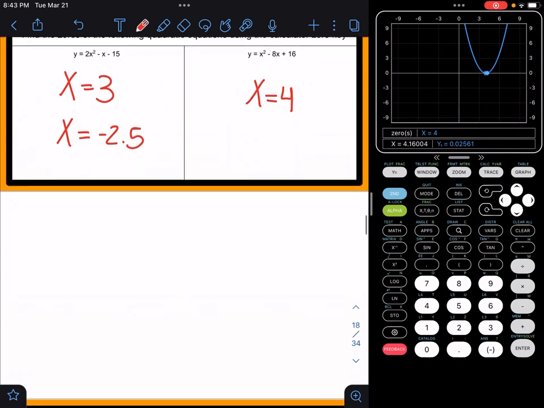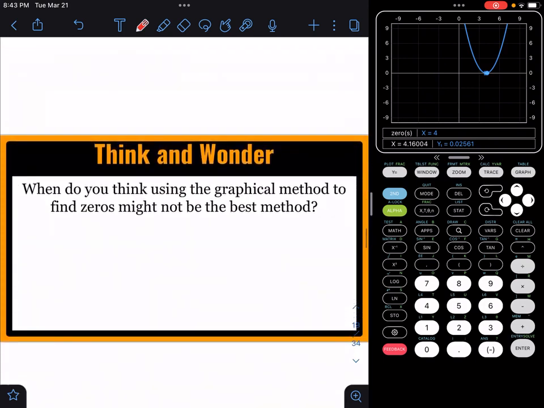It's going to tell us to do it algebraically. So, when do you think using the graphing method to find zeros might not be the best? Sometimes it's not the best, first of all, when you're not given a graph. Because if you're not given a graph, I'm not going to want to sit here and make a whole graph on my own. And then it's also not good if we get decimals and stuff, because then we can't just count on the graph.